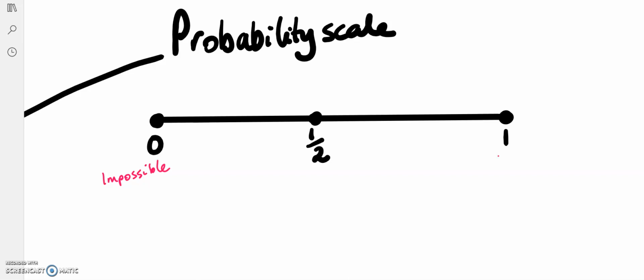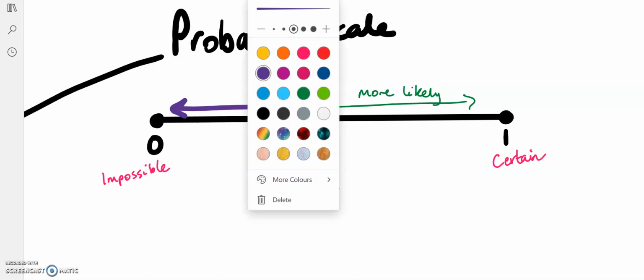If something has a probability of 1, it's absolutely certain. If today is Monday, then tomorrow is Tuesday. If you roll a 6-sided dice, you're going to end up with a number 1 to 6. That's a guarantee. If we have a probability of a half, that would be an even chance. The further along this scale that we are, the more likely something is to happen. I'll just put more likely. Whereas if we were to go the other way, it would be less likely.